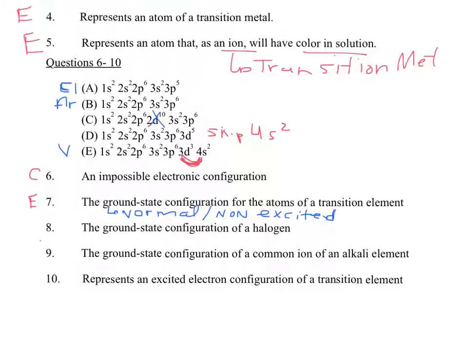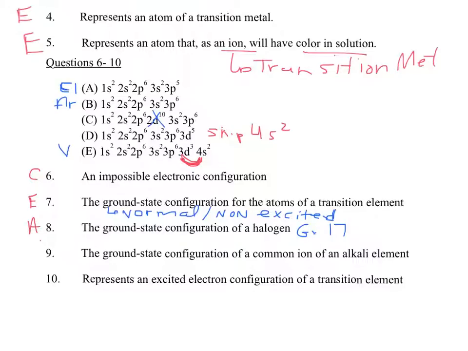8. The ground state electron configuration of a halogen. What are halogens? Group 17. Well, now it's real obvious, isn't it? What's the answer? It is chlorine, which is which letter? That makes it real simple when you label them.